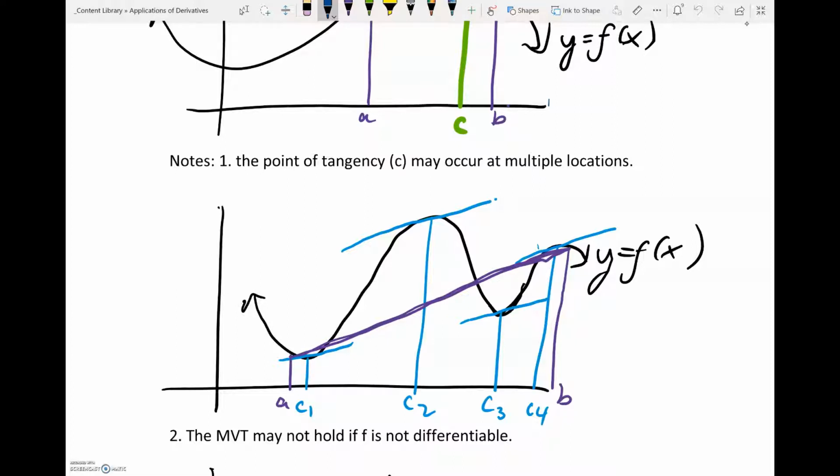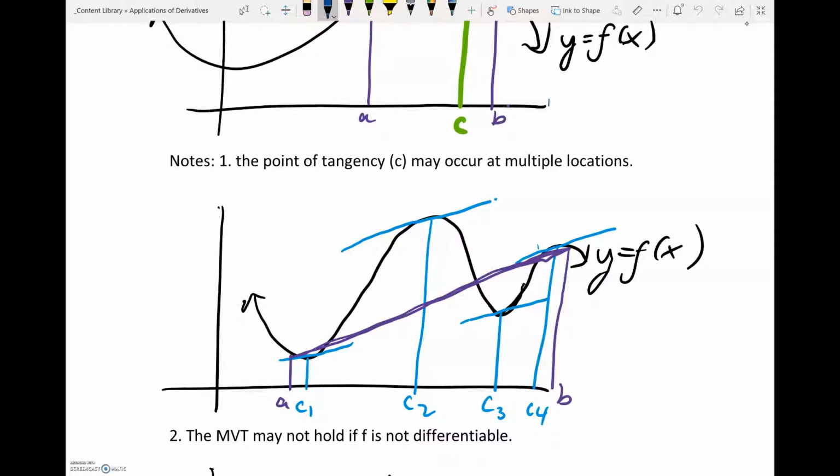I know some of my drawings are kind of approximate, but in the end, the tangent line is the same as your secant line. So guaranteed, if your function is continuous from a to b, then you will find a value c where that tangent line is the same as the secant line.